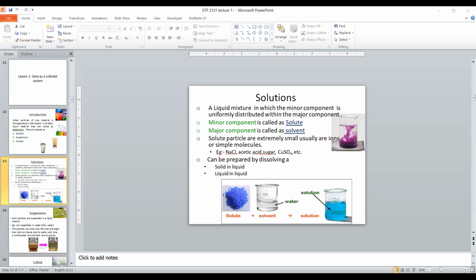So this is the compare and contrast of solutions, colloidal solutions and suspensions. In a true solution, it is homogeneous mixture of solute and solvents.